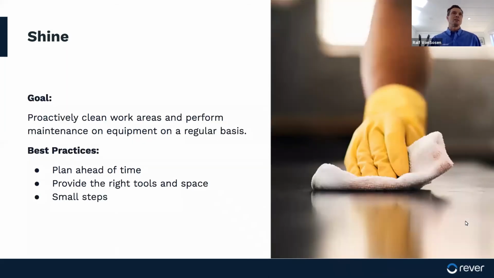Third is shine. The goal is to proactively clean work areas and perform maintenance on equipment on a regular basis. The best practices are to plan ahead of time, provide the right tools and space for the cleaning, and take small steps. Don't try to do everything at once. Maintain it. Sustainability here, right, which we're going to talk about as well.